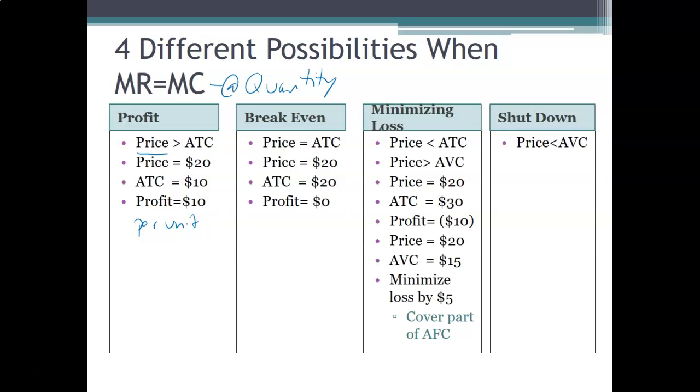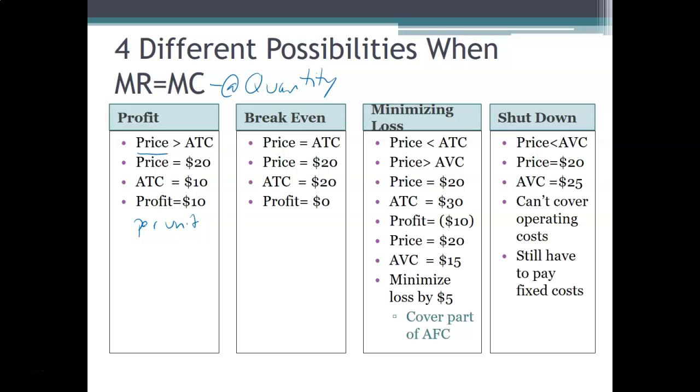Last one is a shutdown scenario, and this is where your price is below your average variable cost. So if you produced your goods, you get $20 per unit that you sold. Operational costs are $25, and those will occur if you operate. Average variable costs, your variable costs are operational costs. They only exist if you run your business. They can't cover your operating costs.